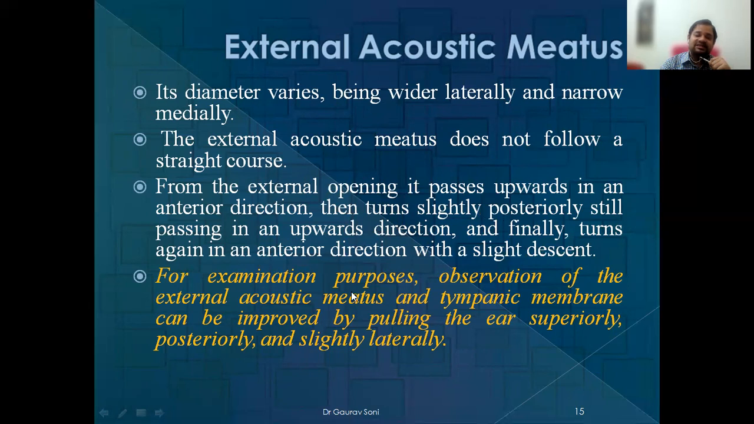But for examination, to observe the tympanic membrane through it, the view can be improved by pulling the ear superior, posterior, and slightly lateral. Then the EAM becomes straighter and it is easy to observe the pathway as well as the tympanic membrane. We can simply remember: pull the ear in the SPL direction. S means superior, P means posterior, and L means lateral. If you pull the ear in the SPL direction, your EAM becomes more and more straight and easy to observe.